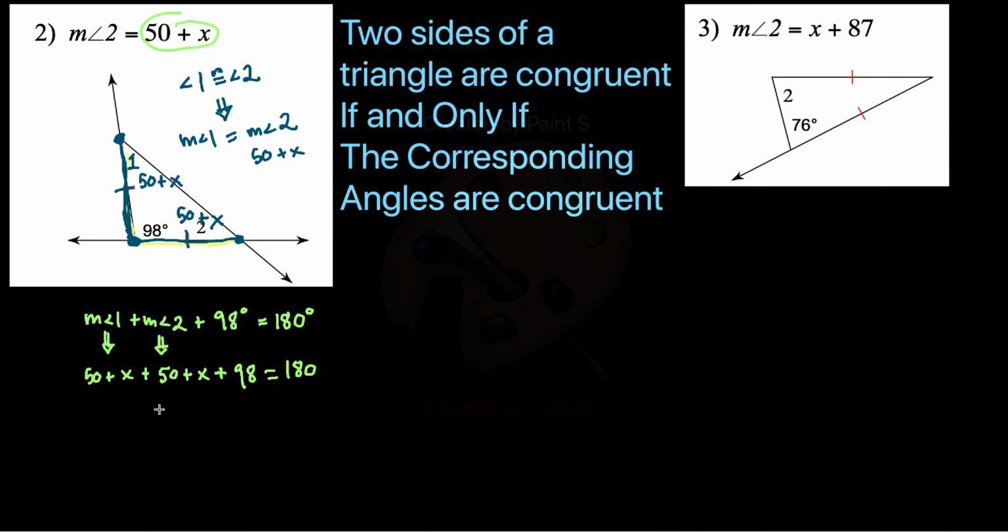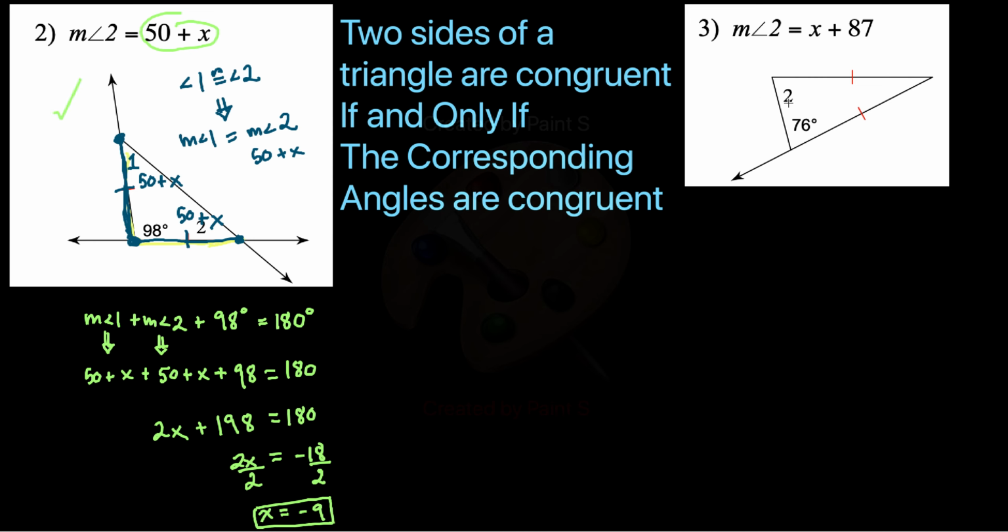And now I'm going to get 100 plus 2x plus 98 is equal to 180, so 198 plus 2x is equal to 180. I subtract 198 on both sides. I'm going to get negative 18 equals 2x. Divide by 2 on both sides. x equals negative 9. And now I've solved for x. That's it, now you've got x. Okay, you're done with this one.